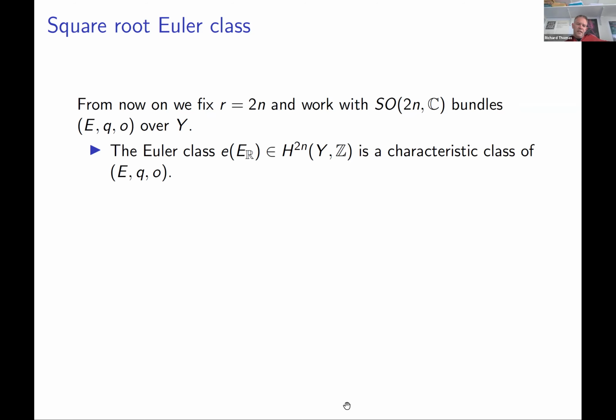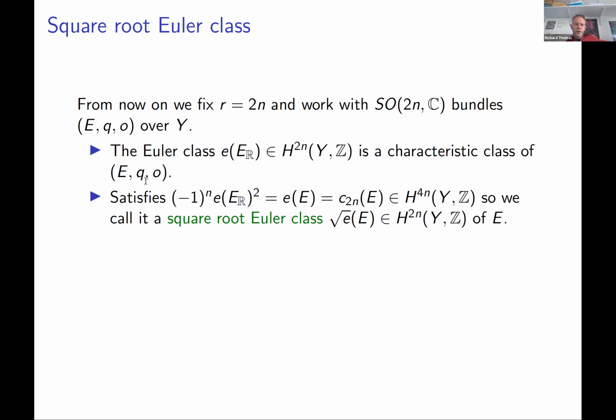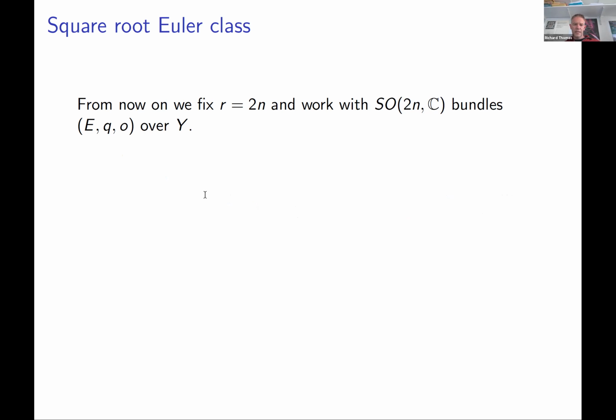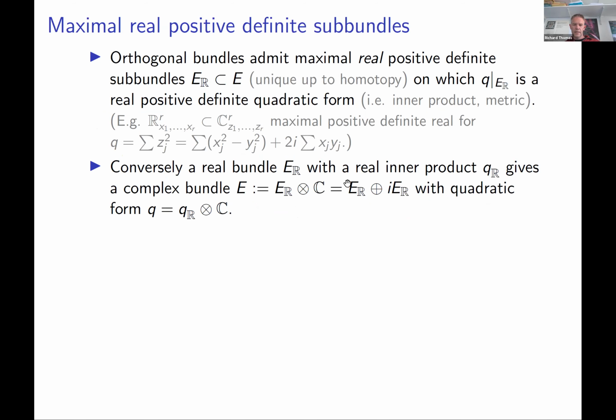So we have this underlying real bundle. It has an Euler class, so it's a characteristic class of the original complex bundle with quadratic form and orientation. Because the complex bundle E is the real bundle plus another copy of it, i times the real bundle, what you find is that the Euler class of the complex bundle is the square of the Euler class of the real bundle. And the sign is just due to the, you can imagine if I have this, where's that decomposition? Here, this decomposition here.